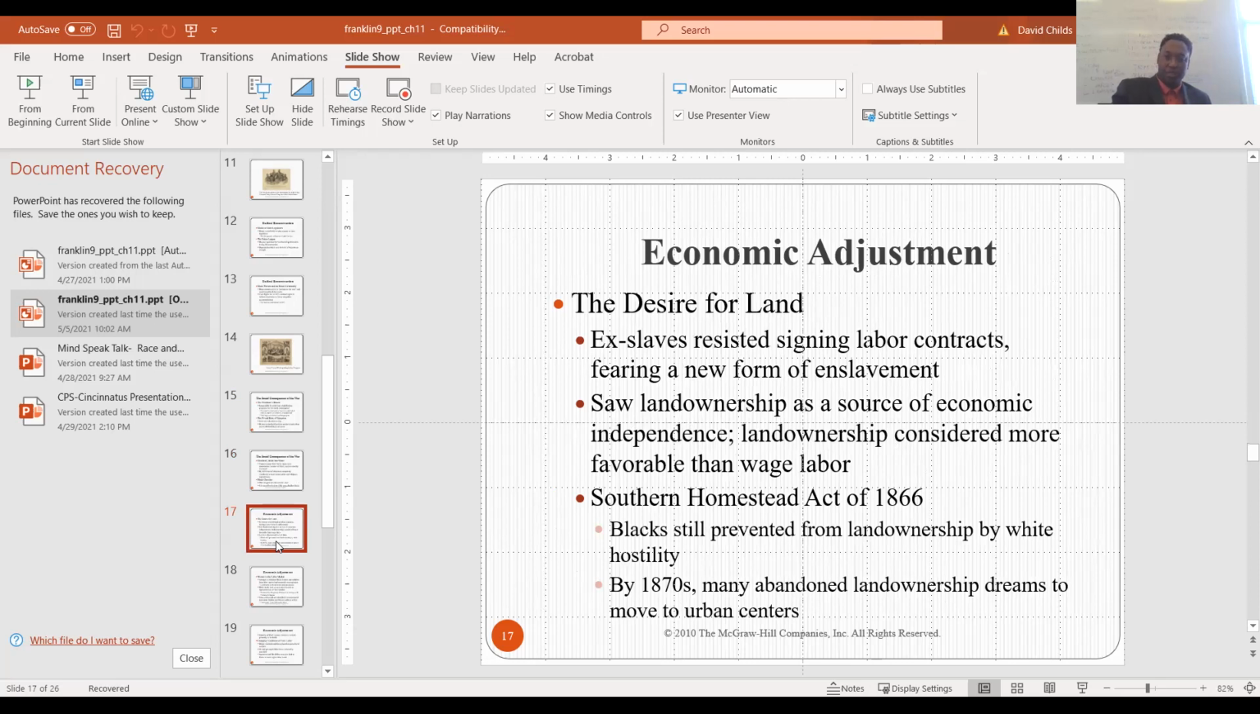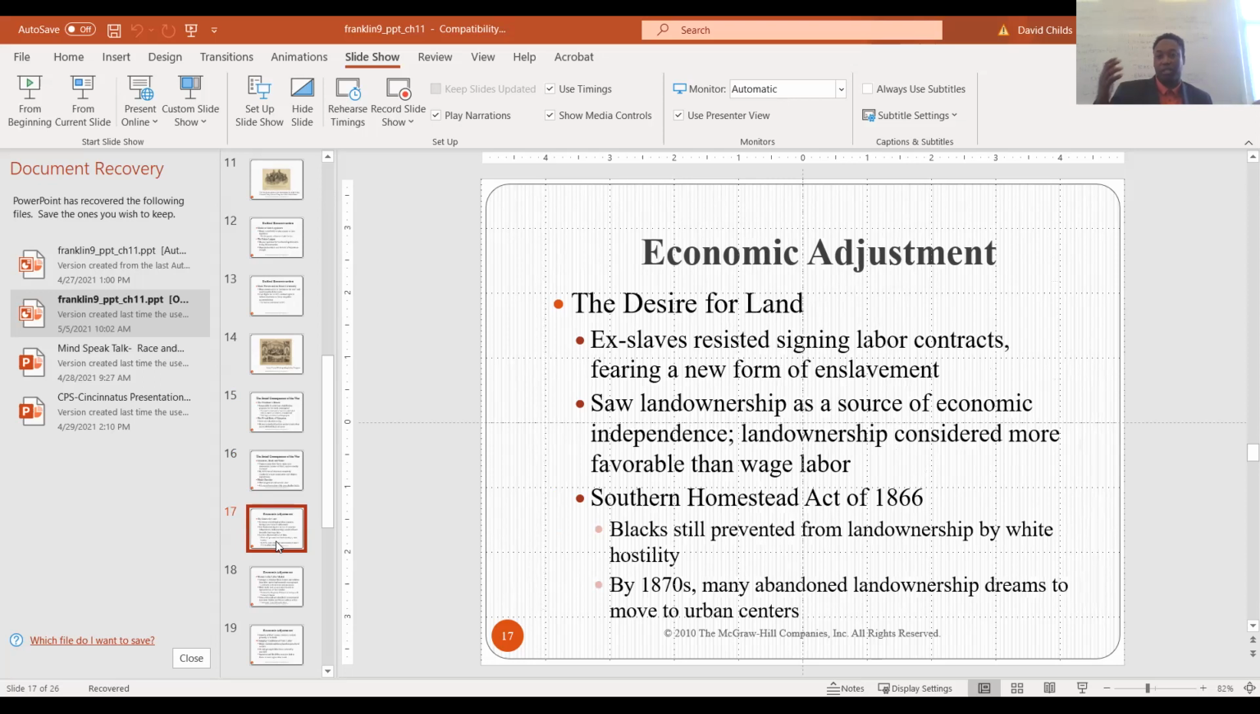There was an economic adjustment. This is important too. When African Americans gained their freedom, they had been used to, in the South, working for free. Now all of a sudden, it was a blessing and a curse because now they had to take care of themselves. The benefit was, obviously we didn't want to be slaves, but the well-being and welfare of African Americans was taken care of by the slave master: food, clothing, shelter. But now they had to take care of themselves. They didn't know how to do that.